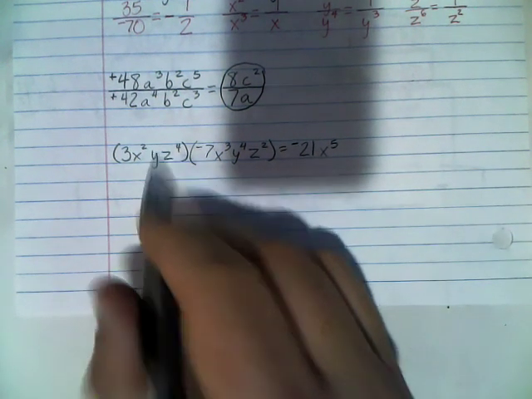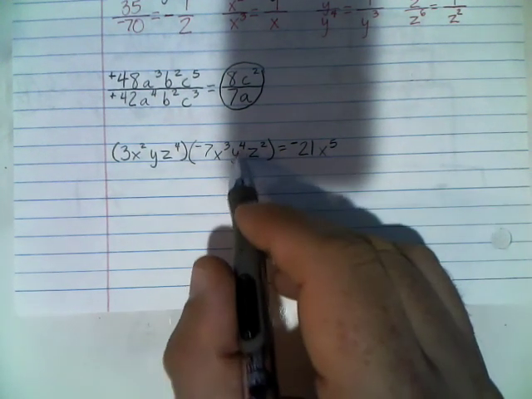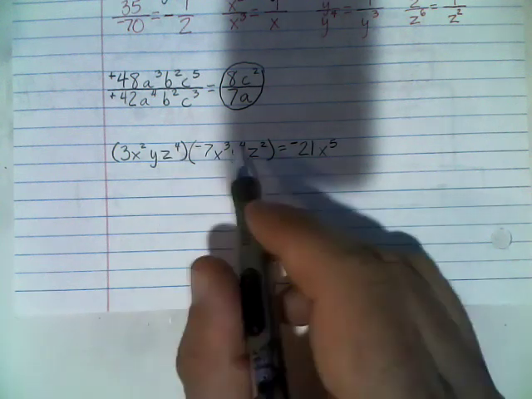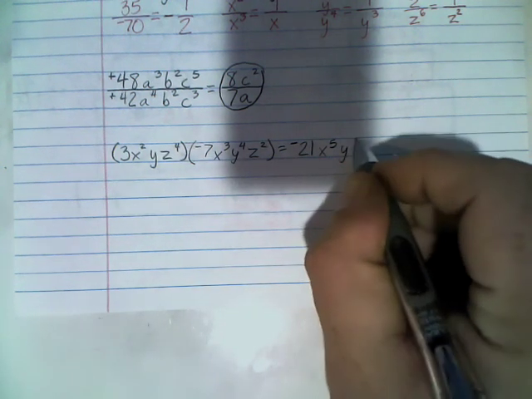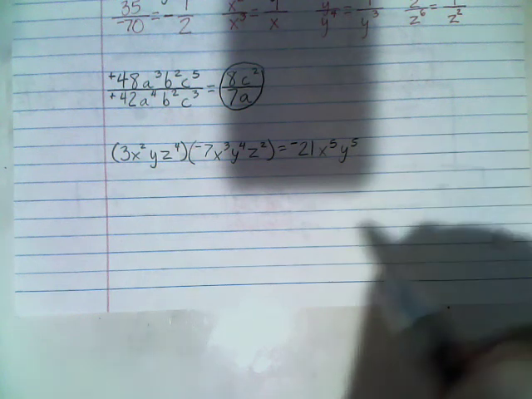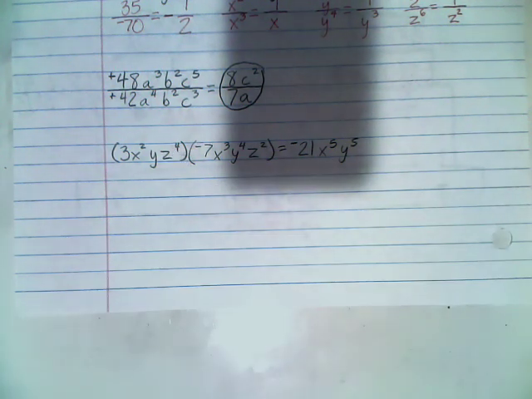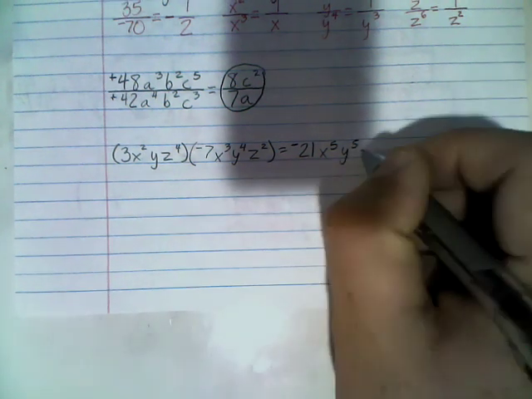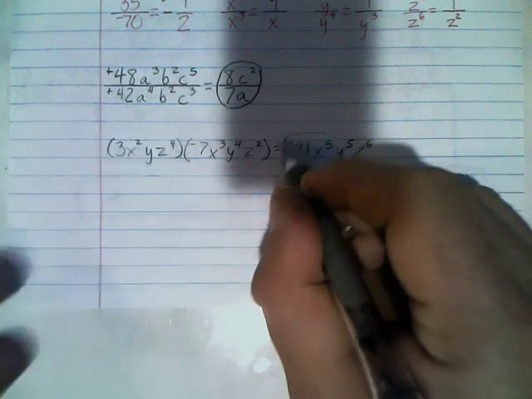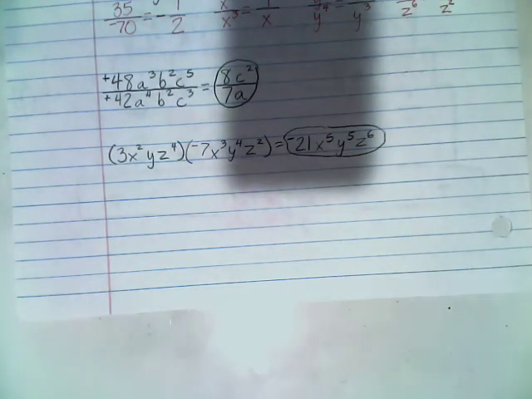y is really y to the 1st power times y to the 4th power. So 1 plus 4 is 5. So this is y to the 5th power. And then finally, z to the 4th power times z squared. 4 plus 2 is 6. So negative 21, x to the 5th power, y to the 5th power, z to the 6th power.